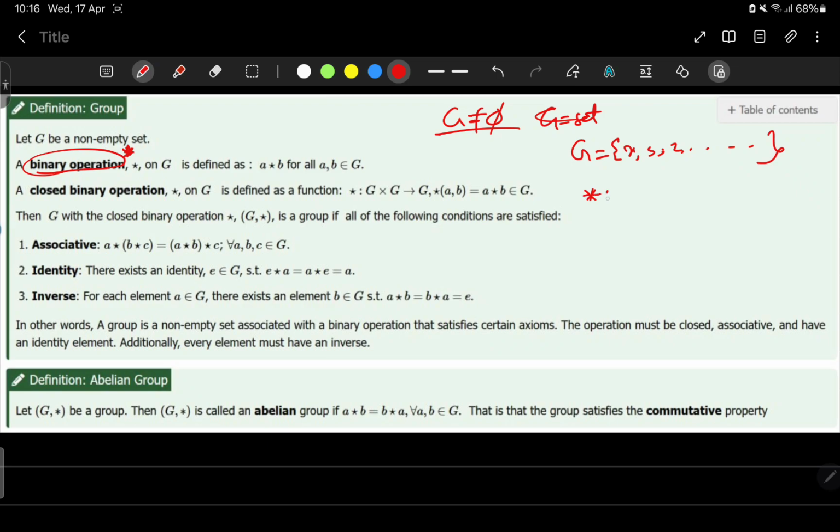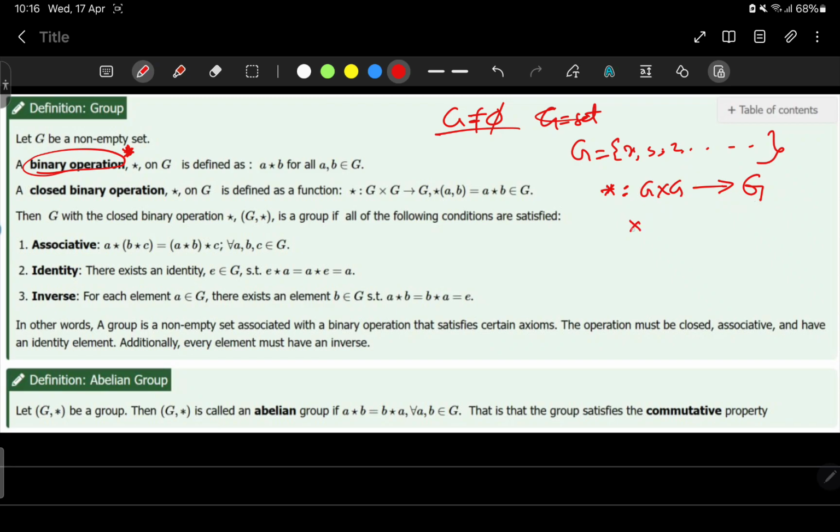Let star be a function, like the functions we write in school, which is mapping from G cross G. What is G cross G? The Cartesian product of G cross G. It is a set of tuples like (x, y), (a, b), and so on. It maps to G. That function, if you take one tuple, it will turn into one element.